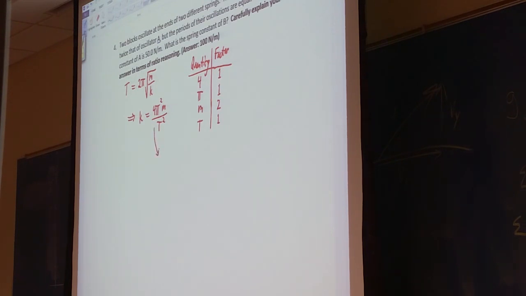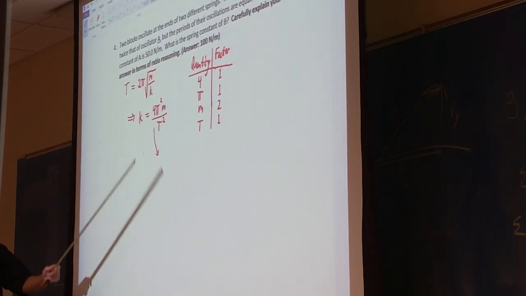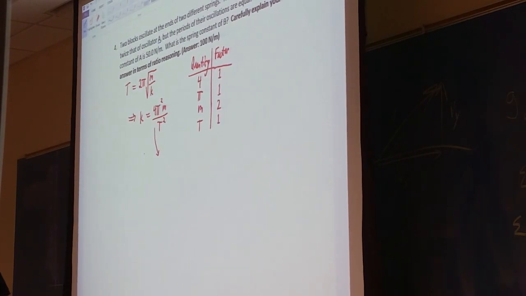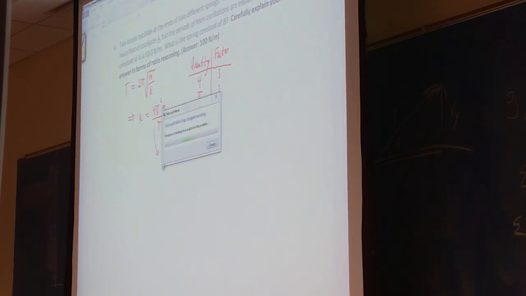Notice I'm not writing an equals sign. I'm not going to write an equals sign in front of this because k is not equal to what I'm about to calculate. What I'm about to calculate is not k, but the factor by which k changes as we go from oscillator A to oscillator B. So I replace the number 4.